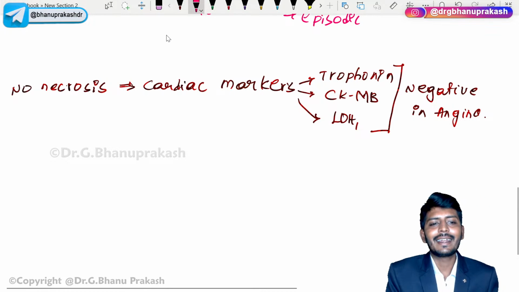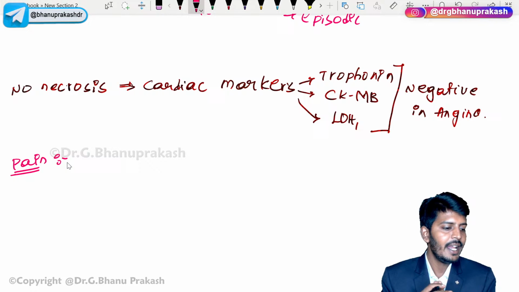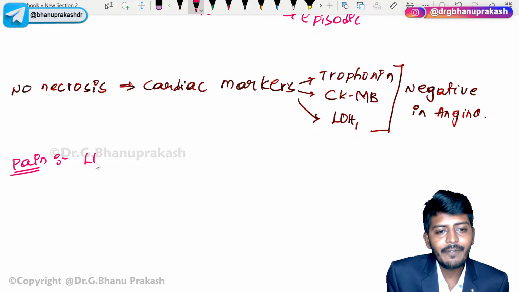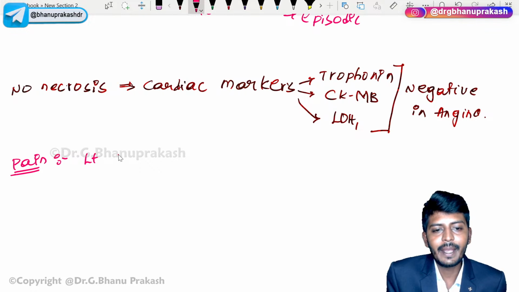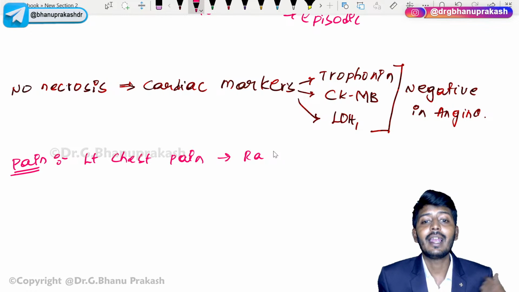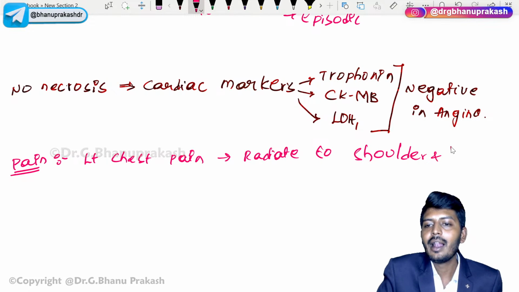Now, please understand, what are the pain characteristics, or where does the pain occur? This is a chest pain, right? If chest pain is occurring, the most important thing is left-sided chest pain, which will further radiate to the left shoulder and the left arm.